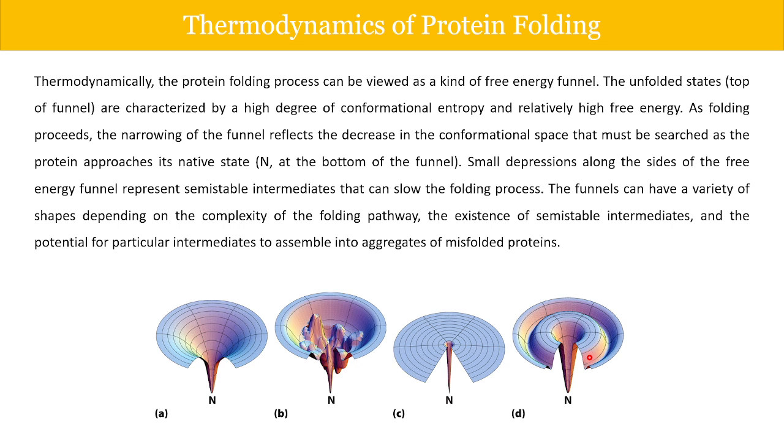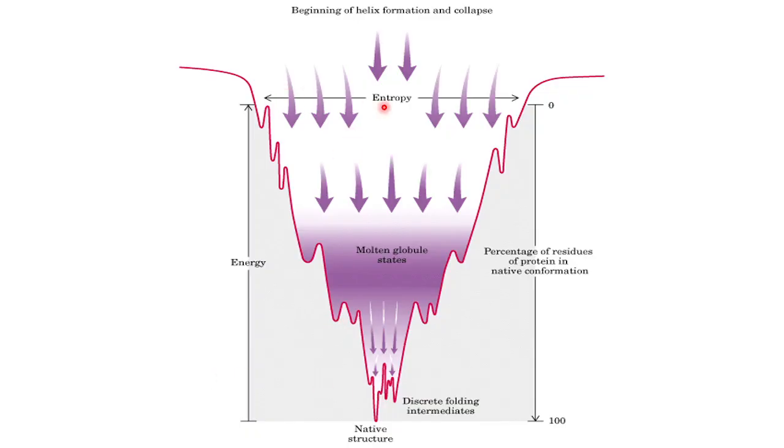So when the protein is unfolded, it is on the top of the funnel, and then when it starts folding, it narrows down because only a few conformations are important for protein folding, and one folding process actually helps the folding of the other portion of your protein as well. So here the entropy is high, and this is of high energy as well.